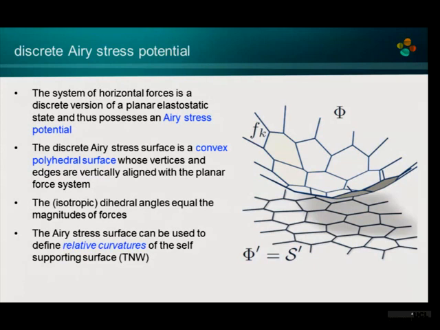So, and now the Airy stress surface can be used to do something which appears very strange, of course, at first sight. We gauge the curvature behavior of our self-supporting surface with respect to the Airy stress surface. In three-dimensional classical differential geometry, you could say that you gauge the curvature of a surface relative to a sphere.